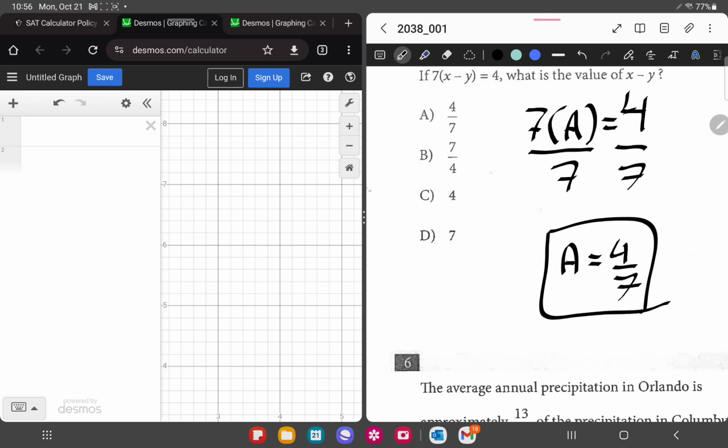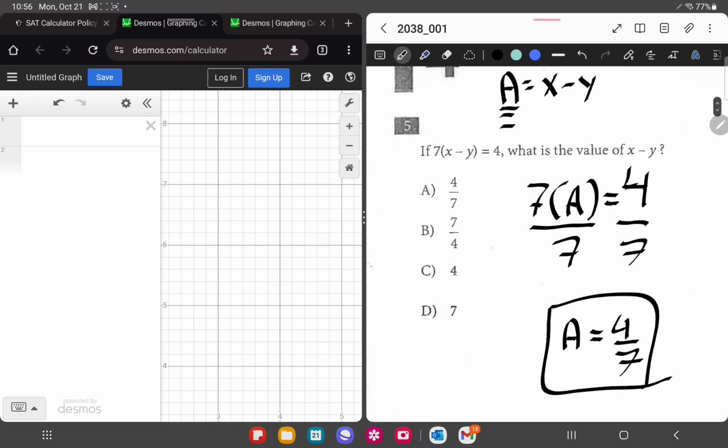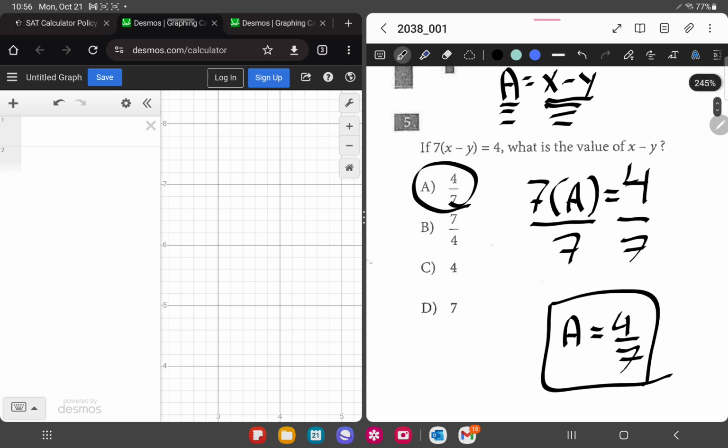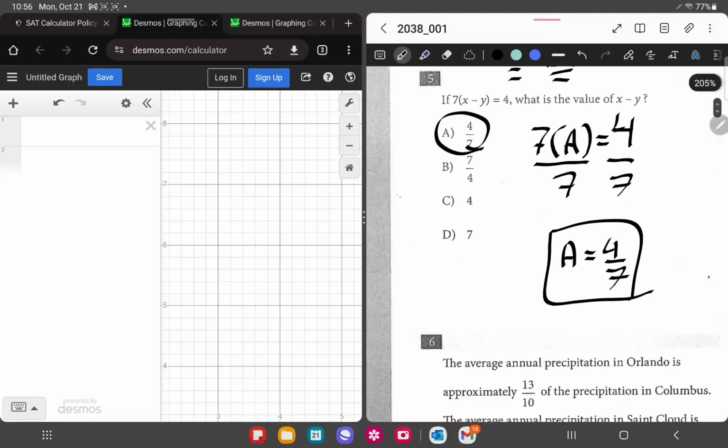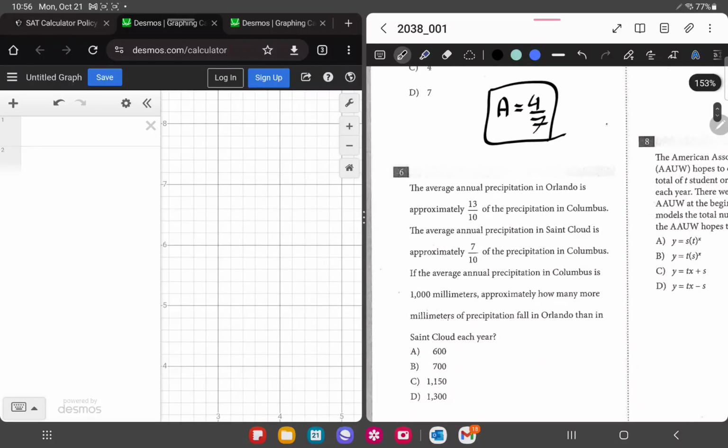That is going to be my answer. So it's going to be 4 over 7. Pretty easy. Now, A is going to stand for this, so we know this has to equal 4 over 7, regardless of whatever numbers you decide to put for X or Y. So that's already that one.